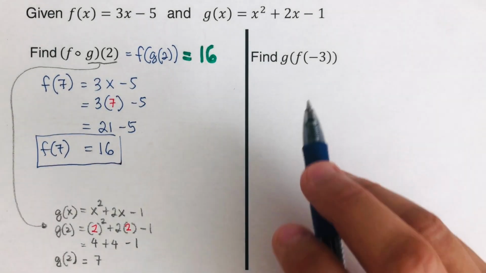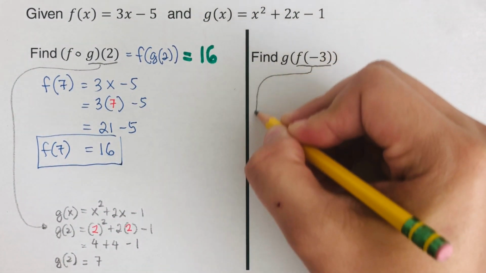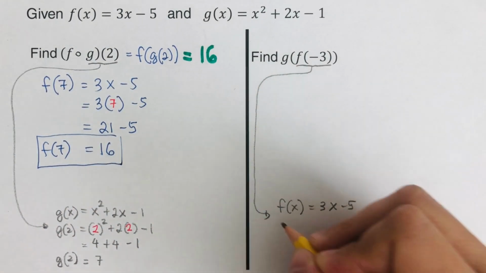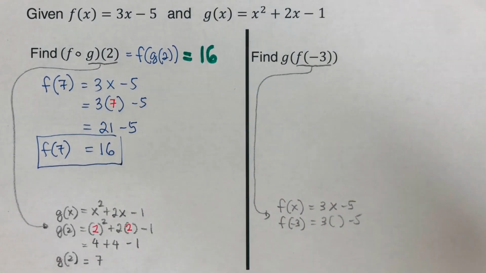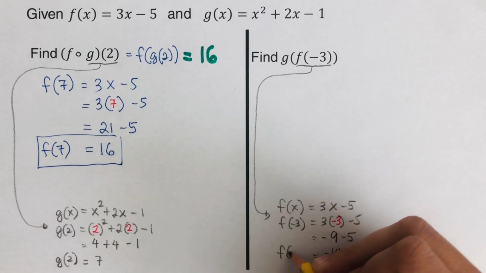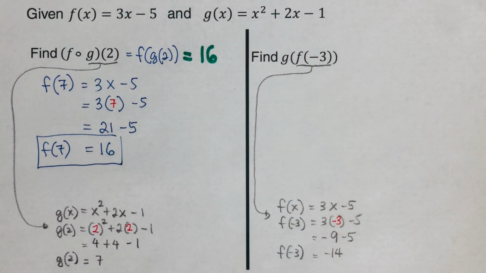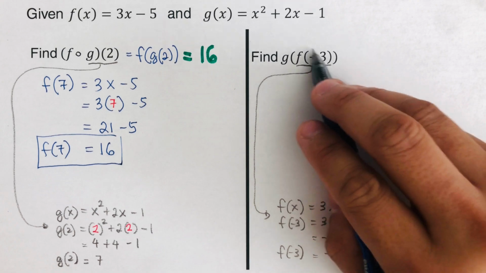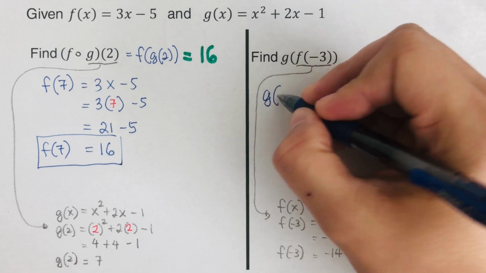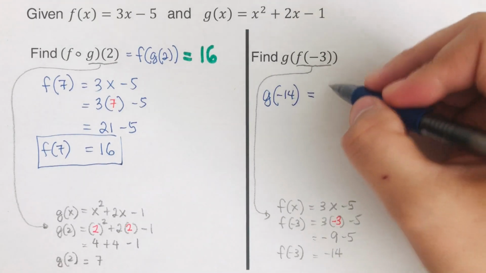Okay, so we go over the problem here. Again, we evaluate the f of negative 3 first. I'm going to show the work down here. Okay, so the f of negative 3 is negative 14. So this f of negative 3 will become negative 14, and this would come out g of negative 14. That is equal to, we're using the g of x, so I'm just going to rewrite that up here.